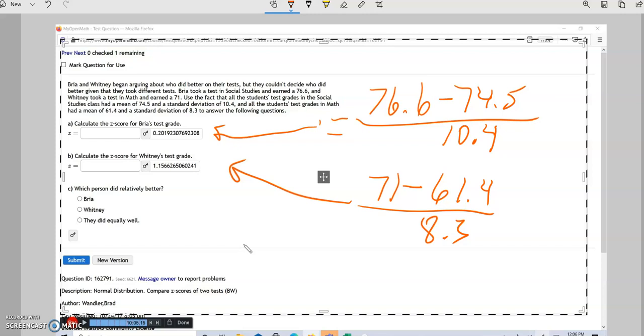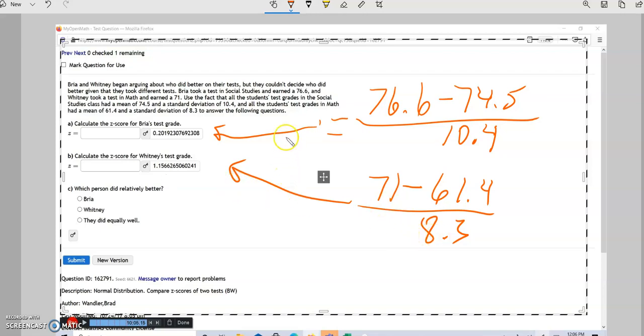If they're both positive, then whichever one's bigger. If they're both negative, whichever is less negative. So in other words, whoever has the biggest z-value, because that tells you how many standard deviations that score is away from the mean. So if we did Bria's, Bria is 0.2 higher than the mean, so they both did better than the average. But Bria was 0.2 standard deviations higher than the mean, and Whitney's was more than 1 standard deviation higher than the mean.